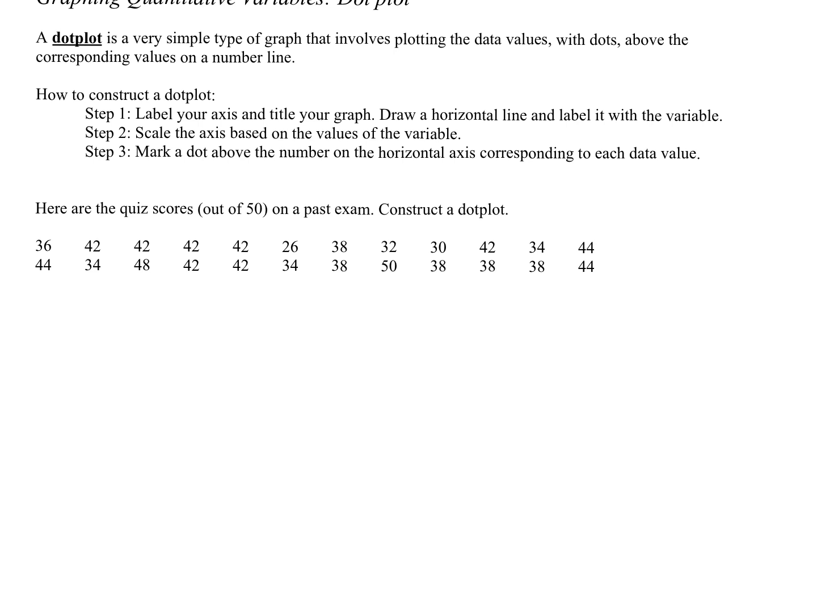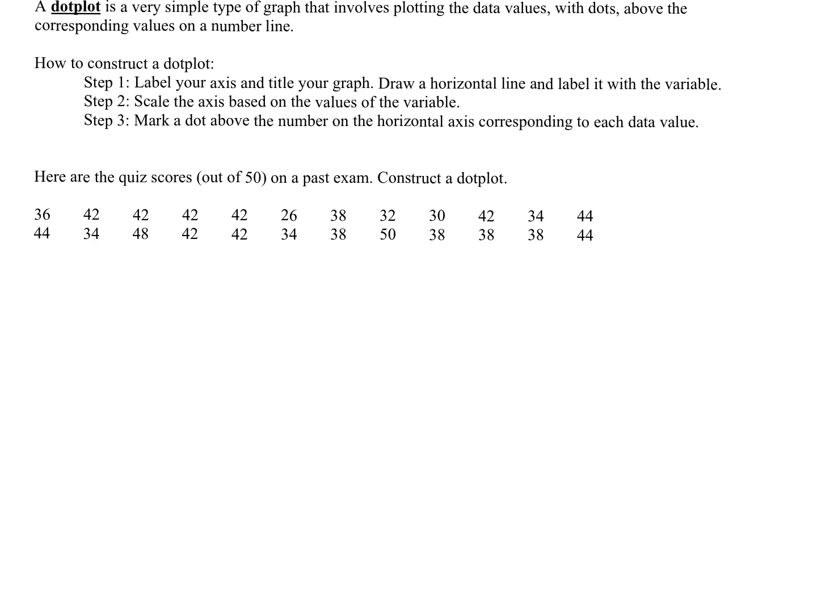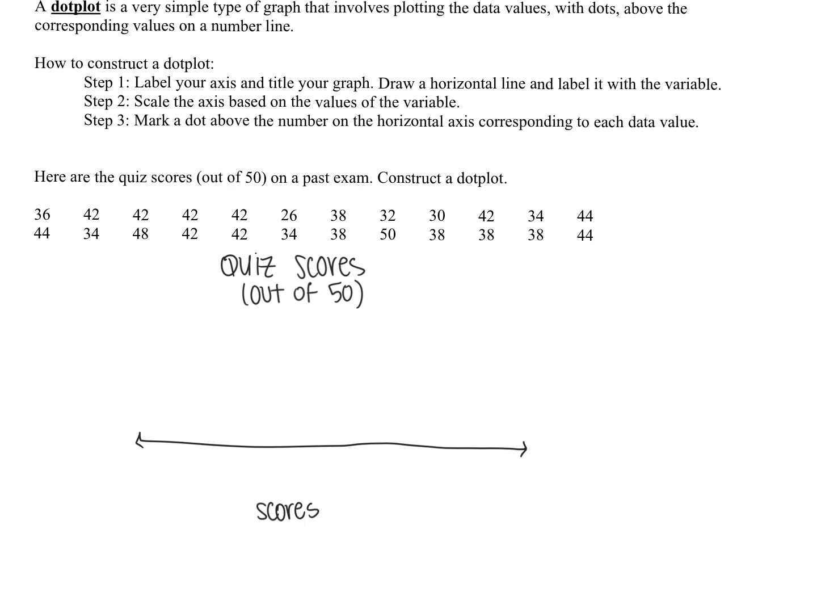So we have a quiz score out of 50 on a past exam, so we're going to construct our dot plot. So my title is going to be quiz scores, and then I can go ahead and put out of 50. Okay. So when I do my x-axis, I do not have to start at 0. I can start at whatever the smallest number is, and then my max can just be my biggest number. And I don't have to go up by ones. I can go up by a different scale. And then my x-axis is just going to be labeled scores.